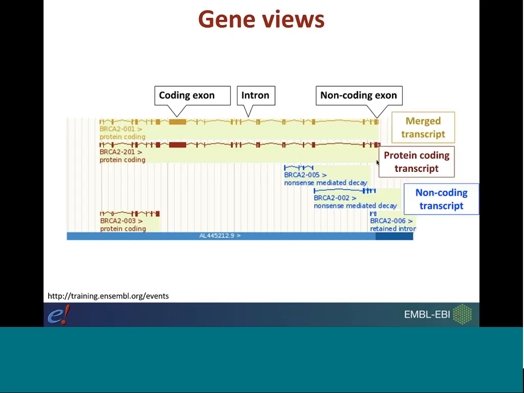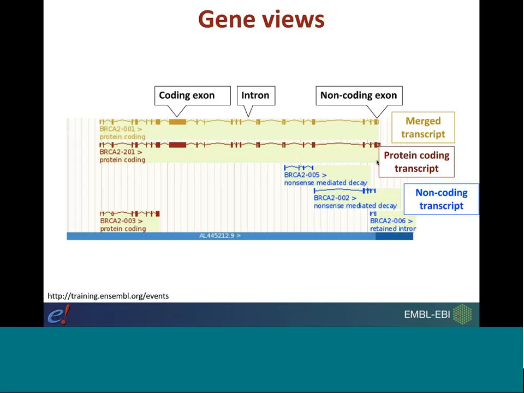The next thing that you can notice is that the transcripts have different colors. This indicates what we call the biotype. The main biotype we have is protein coding. These are the red transcripts, and then we also have non-coding transcripts, which are blue. This includes things like nonsense-mediated decay transcripts as well.